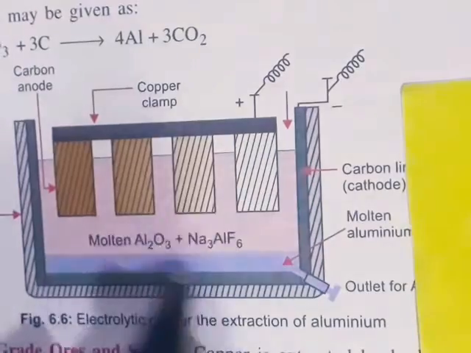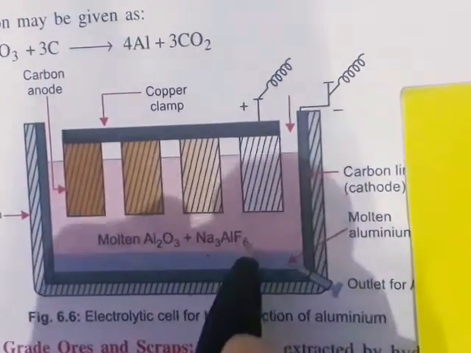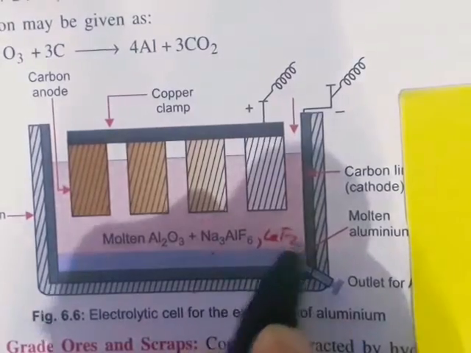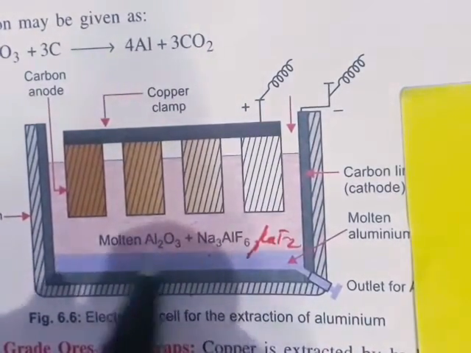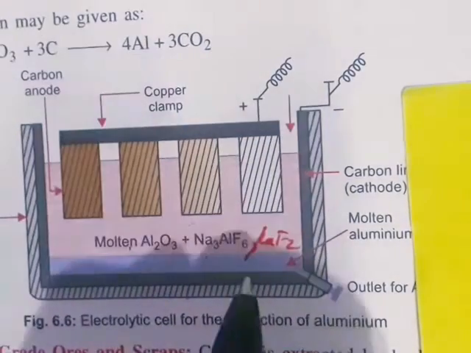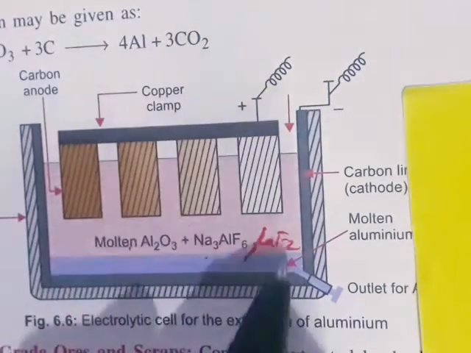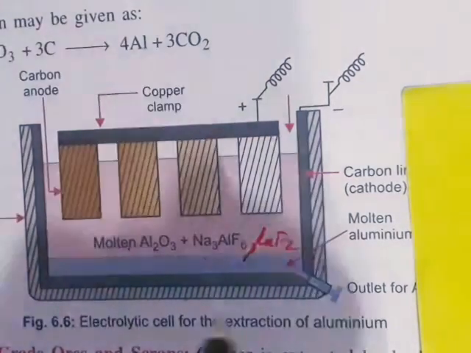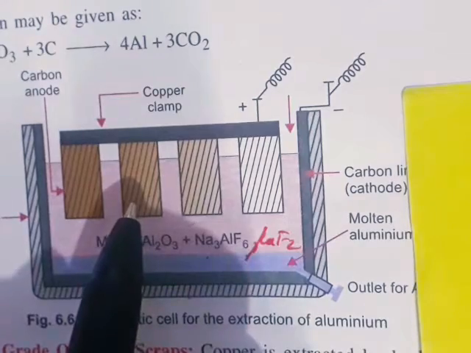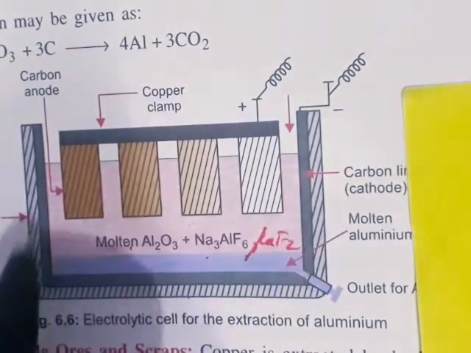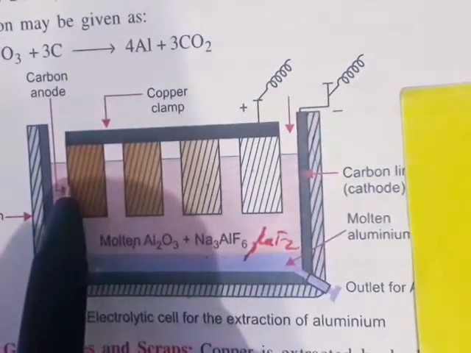Now what is the role of this cryolite and calcium fluoride? This lowers the melting point of the mixture and increases the conductivity of the mixture. So this fused mixture is then electrolyzed using graphite rod as anode and carbon lining as cathode. So this is your cathode and these are the anodes.